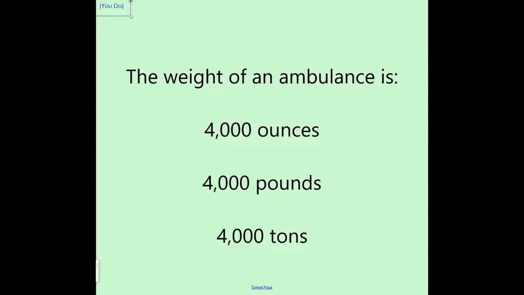The weight of an ambulance. The weight of an ambulance, would you do? Okay, so the weight of an ambulance, would that be 4,000 ounces, 4,000 pounds, or 4,000 tons? An ambulance is very heavy. Awesome. Here's your next one.